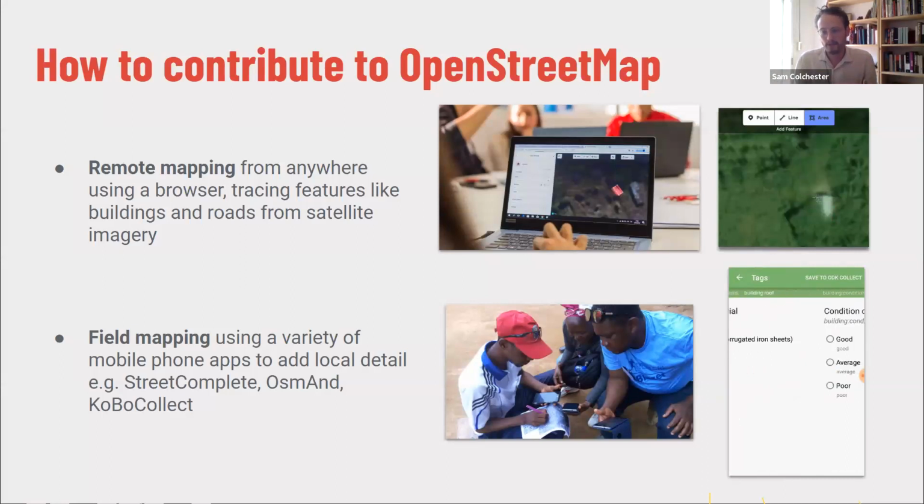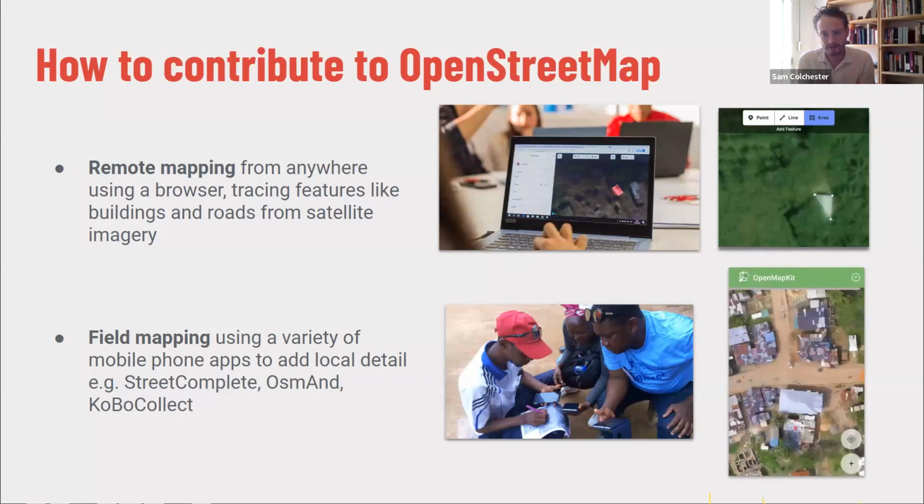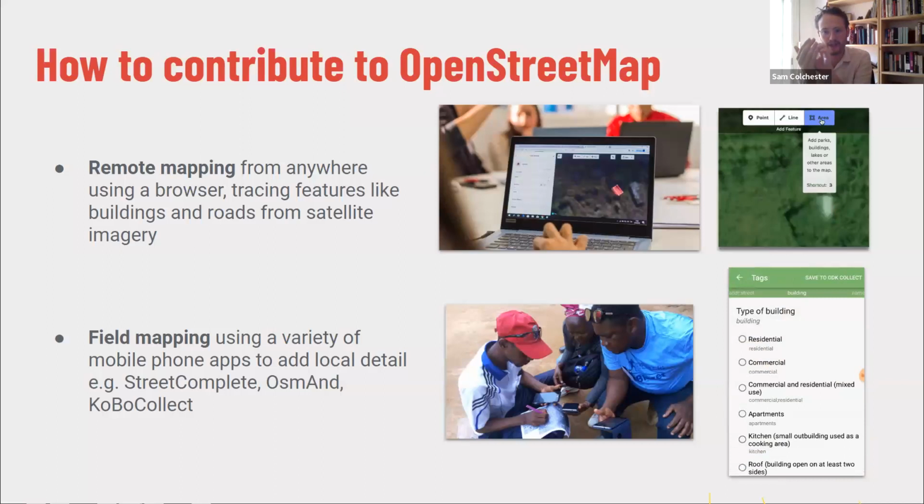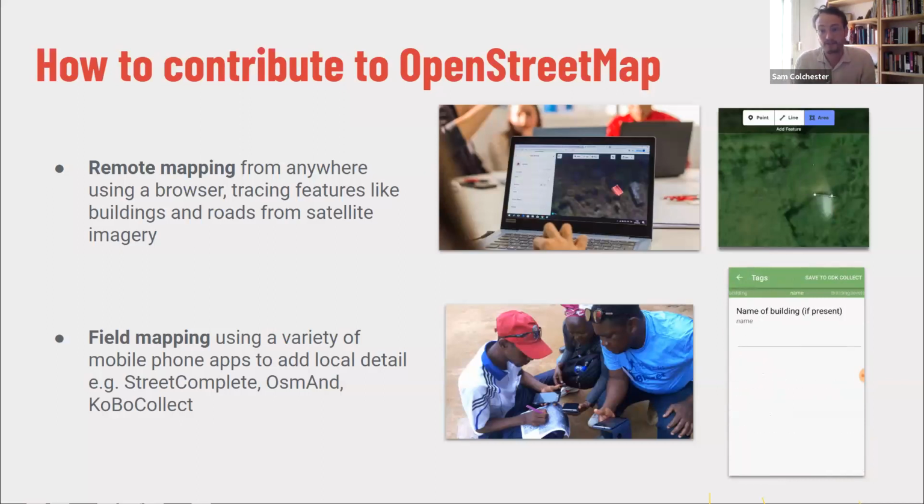Okay? Because what you do with remote mapping is you look carefully at satellite imagery and you trace or draw over objects that you see in the satellite imagery. So for example, if you see a building, you're carefully tracing that building and you're adding the data using open satellite imagery.